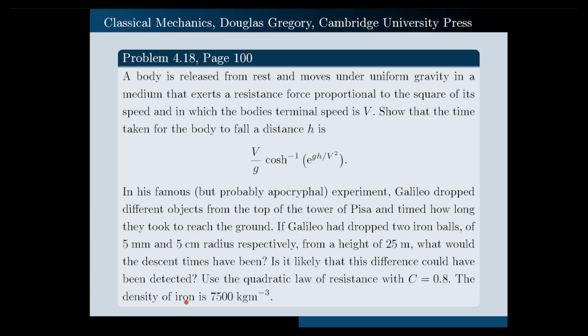The density of iron is 7,500 kilograms per cubic meter. And here C is the drag coefficient in Reynolds formula, or in Reynolds law. Okay, so let us go to the board and try to solve the problem.